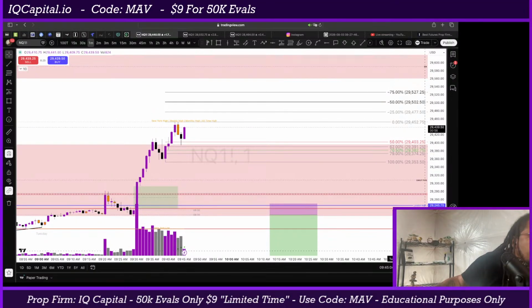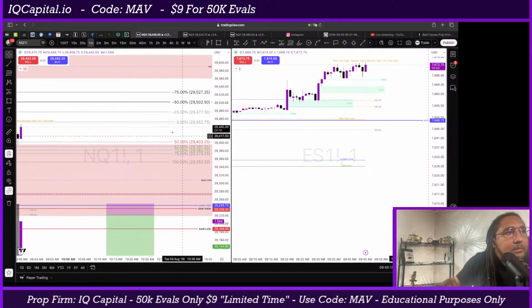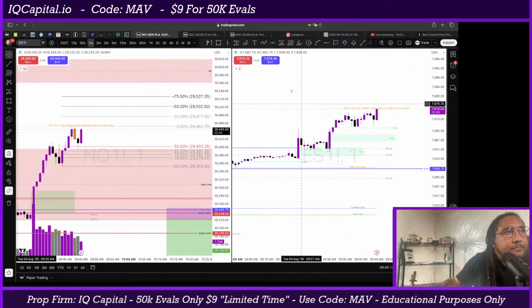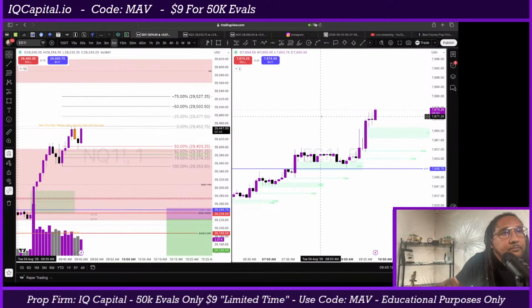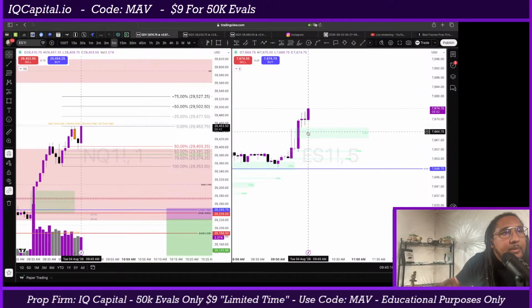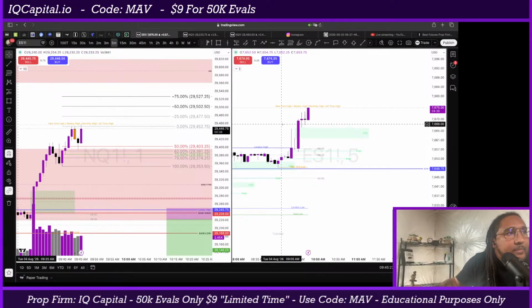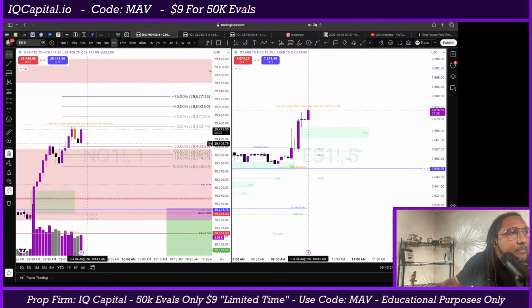So let's take a look at ES. A 5-minute gap here. It looks like if it wanted to pull back into that gap, I was thinking about taking that, but I put my OTE here, so we tapped into the 50% and we're going up here.